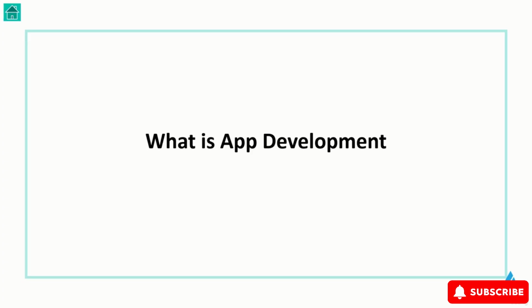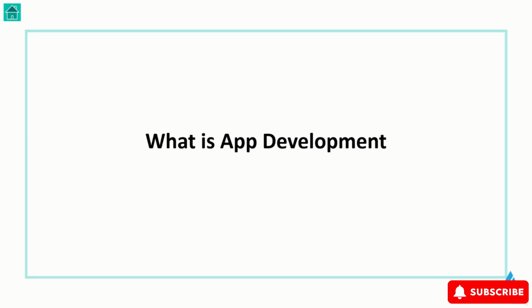So, the process of producing software apps used on mobile devices such as smartphones, tablets, or smartwatches is referred to as app development. And that's the topic of our first lecture. So when we talk about app development, this includes creating, writing, testing, and deploying software apps onto platforms like iOS and Android.